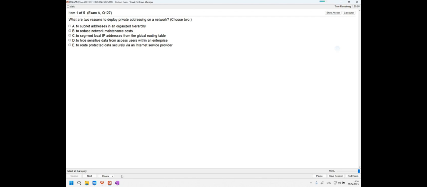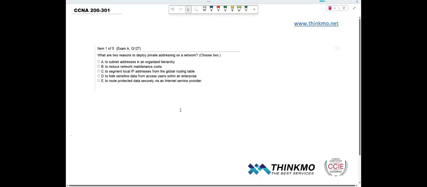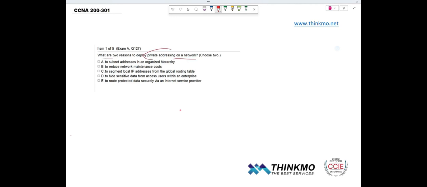First, let's look at the first question. The first question is a multiple choice question. It asks us about this network. We deploy this private IP address for 2 reasons. What are these 2 reasons? Then it provides 5 options here.